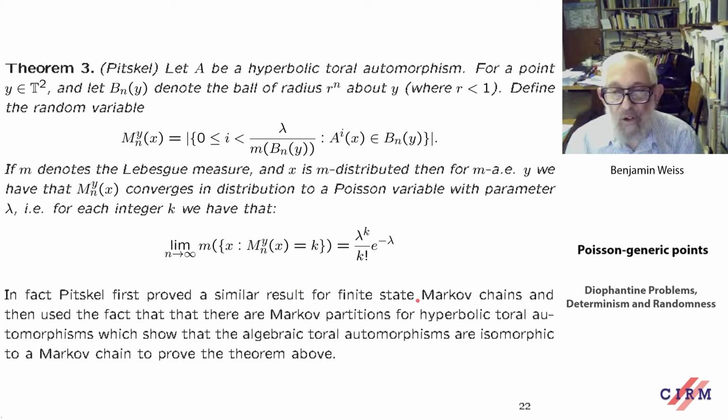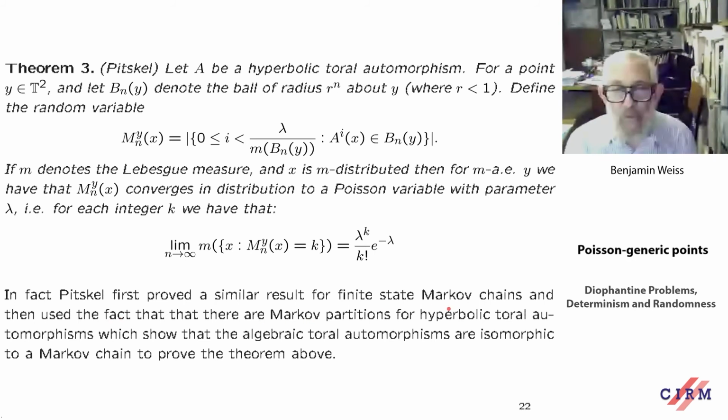And then to go from the Markov chain theorem to the theorem on hyperbolic toral automorphisms, he used the fact that there are geometric Markov partitions for hyperbolic toral automorphisms. These are partitions of the torus into piecewise polygons, piecewise rectangles. And these Markov partitions are used to show that the algebraic toral automorphism is isomorphic to a Markov chain. So it behaves measure theoretically just like the Markov chain that you get from this representation.